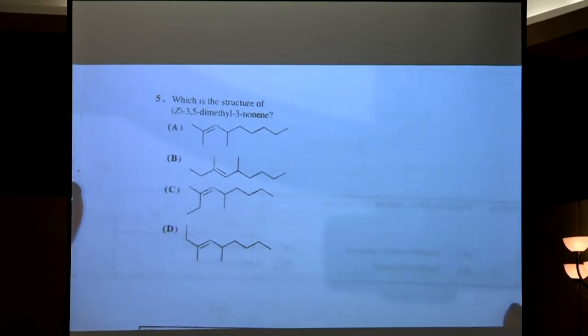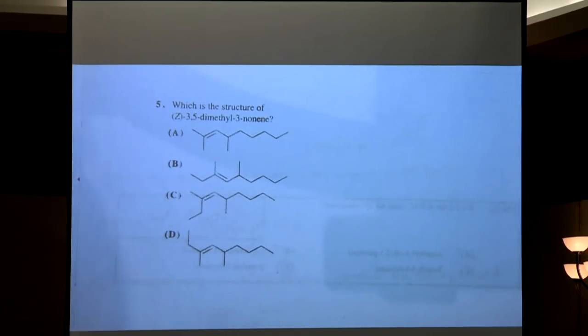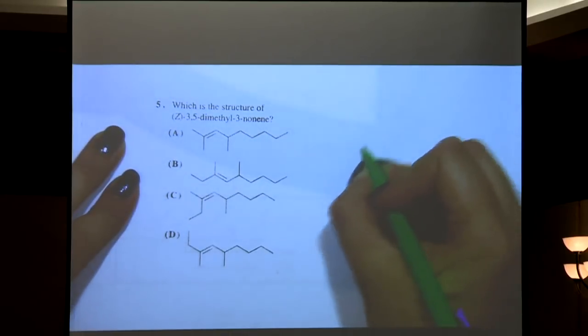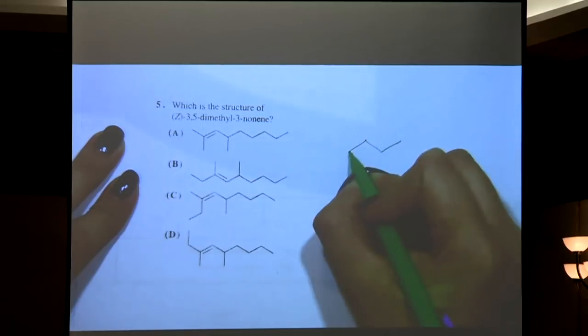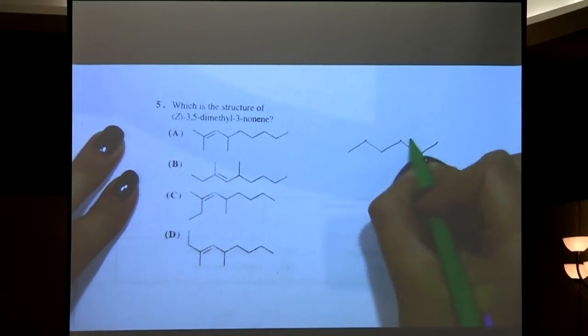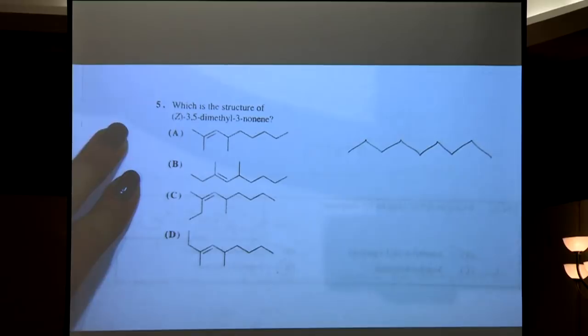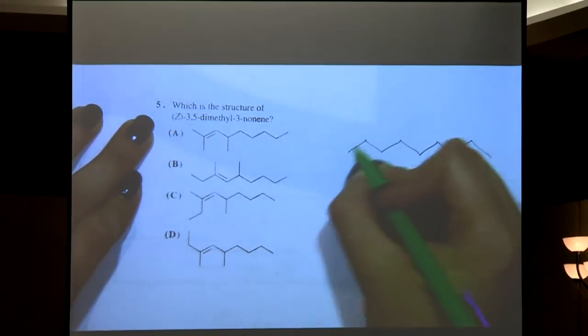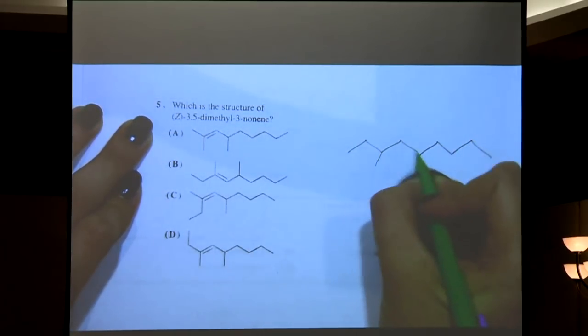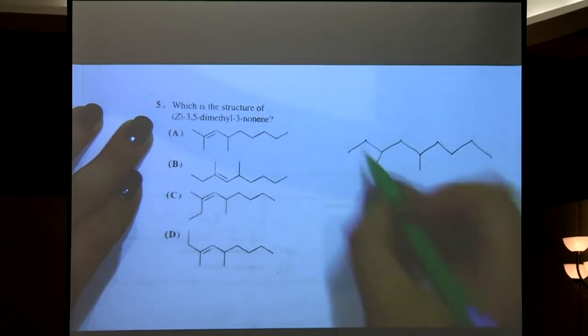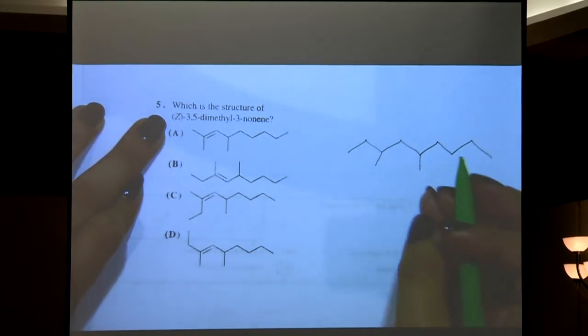All right. So which is the structure of Z-3,5-dimethyl-3-nonene? All right, so what I do when I do these questions, I draw it myself, so I don't even look at the options. I would just go ahead and draw it first. So we have nonene, so we know it has 9 carbons. 1, 2, 3, 4, 9 carbons. And then we have two methyls, and then it's Z.